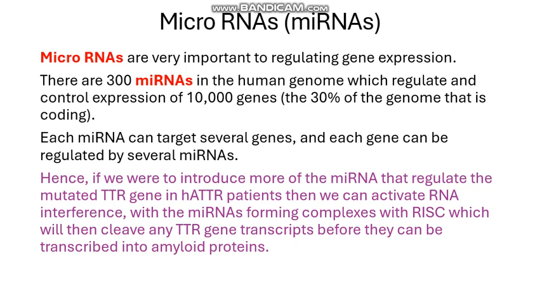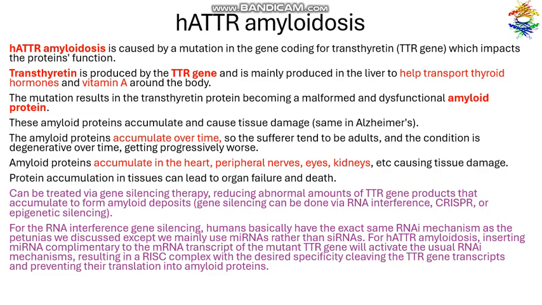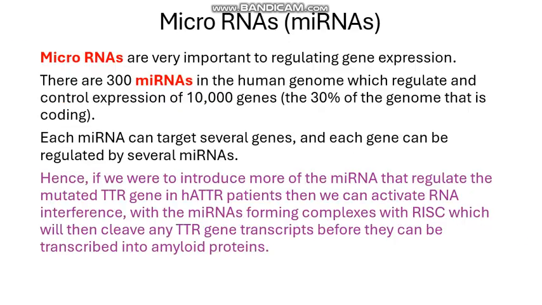Hopefully that made sense. It's basically just saying, last time we went over how RNA interference works in petunias. This gives a case study, an example of microRNA interference in humans, because we can treat hATTR amyloidosis with this specific RNA interference. But yeah, humans are basically the exact same.